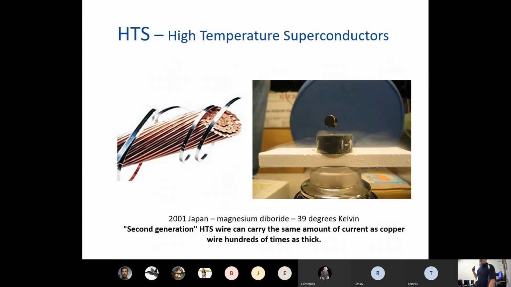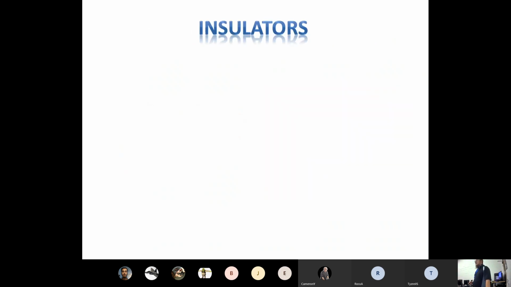Anyway, that's superconductors, which we won't be talking about very much in the class because we can't use them. We don't have that kind of money. So we're going to look at insulators next.